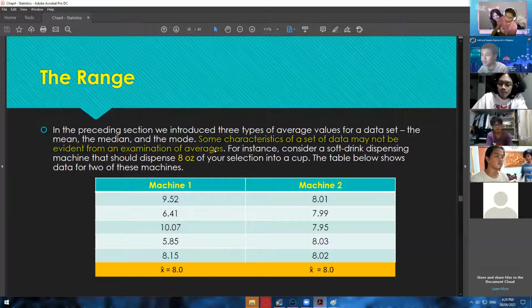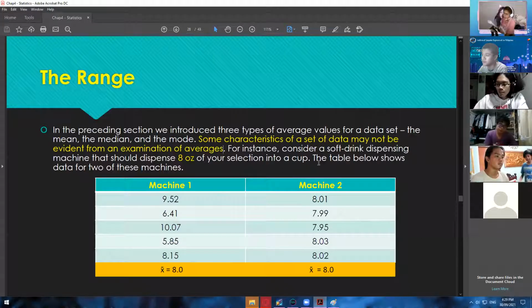Even though we have those 3 types of averages, there's a chance that we are still missing something. We can still miss important computations. For instance, consider a soft drink dispensing machine that should dispense 8 ounces of your selection into a cup. The table below shows the data for two of these machines. For machine one, we have this, and for machine two, we have this.